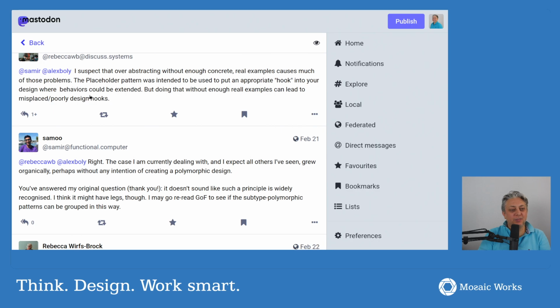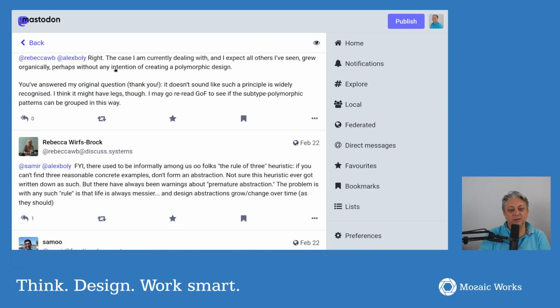And she continues: the placeholder pattern was intended to be used to put an appropriate hook into your design where behaviors could be extended, but doing that without enough real examples can lead to misplaced, poorly designed hooks. Yeah, and I've seen this. The case I'm currently dealing with, Samir again, and I expect all others I've seen, grew organically, perhaps without any intention of creating a polymorphic design.